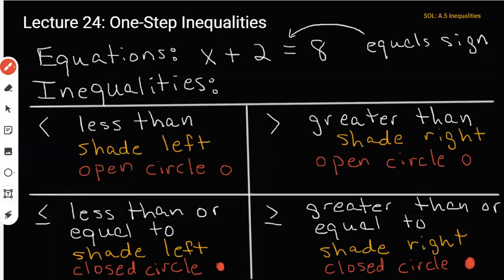Okay, let's try number 1. For number 1, I've got x plus 2 is less than 5. So for this one, I have a less than symbol. It's pointing to the left. So eventually we're going to have to shade to the left.